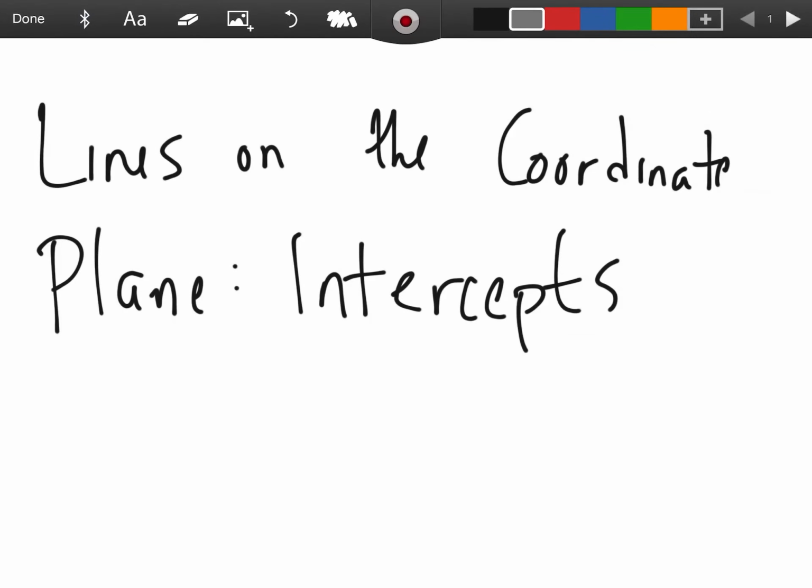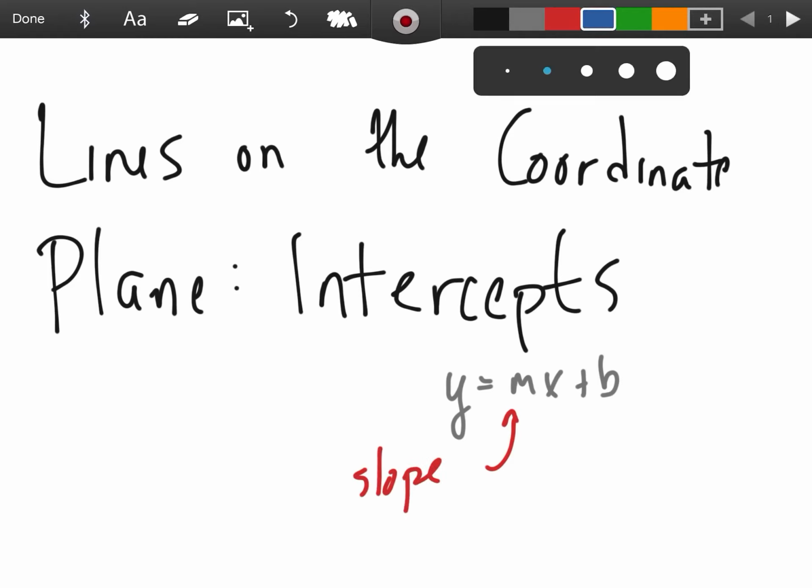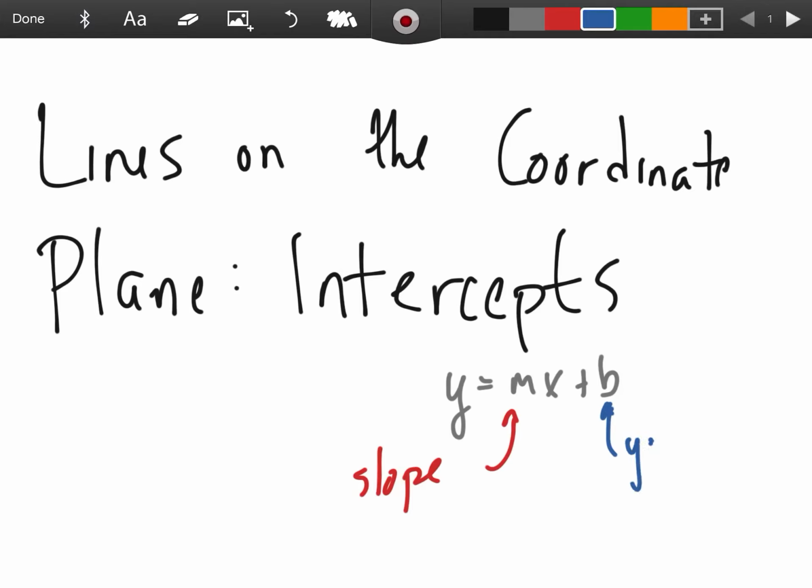Continuing with our lines on the coordinate plane, now we're going to take a look at the intercepts. We know that slope-intercept form is given by y equals mx plus b, and we just learned all about the slope in the last video. And we also learned that this b refers to the y-intercept of the line. But what is that, and what does that mean?